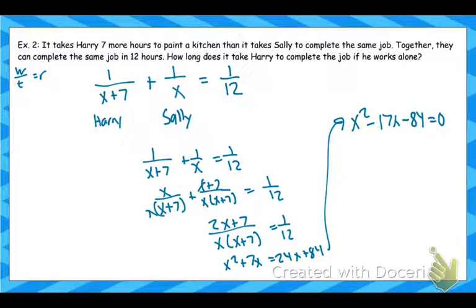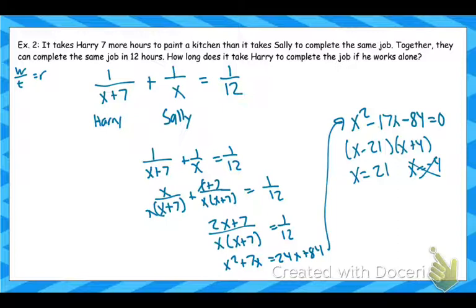So now that it's quadratic, I can factor. So what multiplies to negative 84 and adds to negative 17 would be negative 21 and 4. So I get x equals 21 and x equals negative 4. Well, let's think about this problem. Negative 4 doesn't really make sense. It's not going to take you a negative amount of time to get something done. So that means that x is 21.